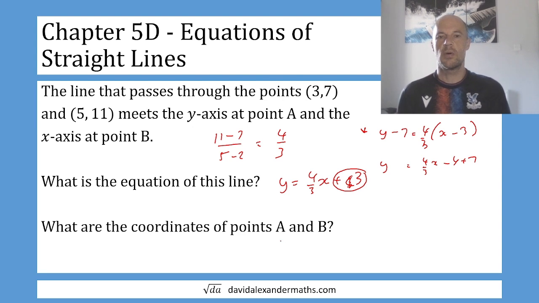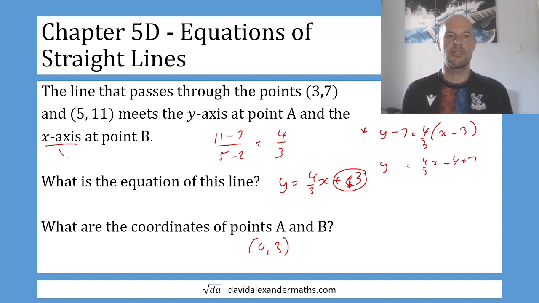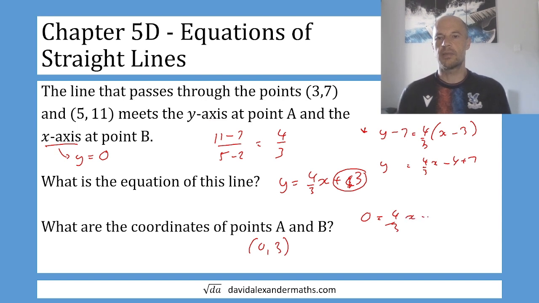So what are the coordinates? Well, that is going to be (0, 3). Now, where it meets the x-axis, we need to remember, y equals 0. Where it meets the y-axis, x equals 0, but when it meets the x-axis, y equals 0. So I'm going to make 0 equal 4/3 x plus 3, take away 3 from both sides, and multiply both sides by 3, so minus 9 equals 4x, and now divide through by 4, so minus 9 over 4 equals x. So the point B will be (negative 9 over 4, 0).